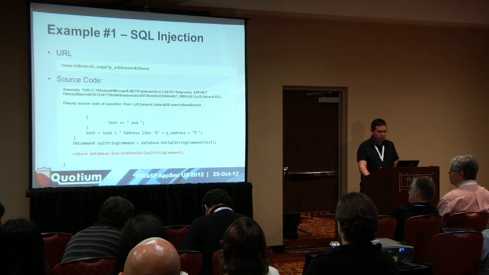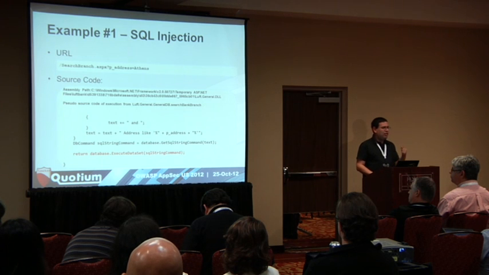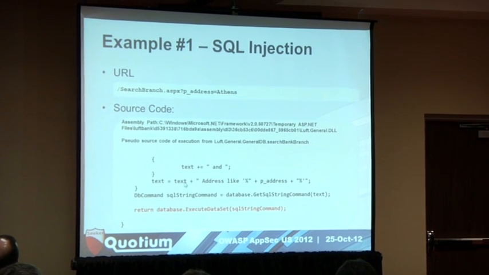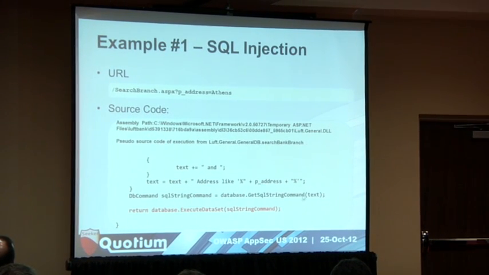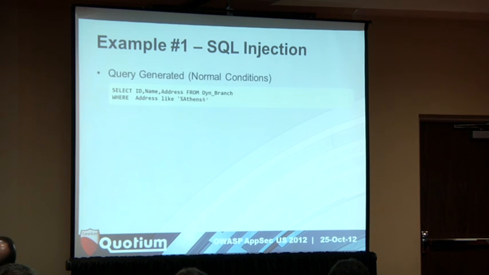Here's the code. Now, the point is that we've seen the code, but the detection itself is done by seeing how this code creates a query, right? So we have this query: text plus and plus address like plus p address. We see it's a dynamic query, right? And we see it being used here. Now, we don't see the whole code. Maybe there's some input validation before, maybe not. But what we can see is that under normal conditions, when we recorded this application and a user uses it, this is the query that is being generated.